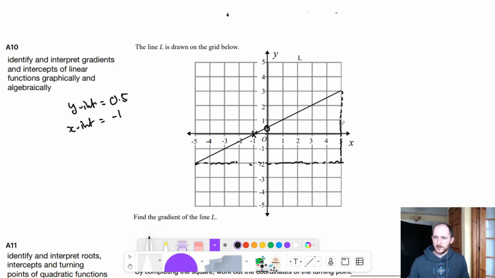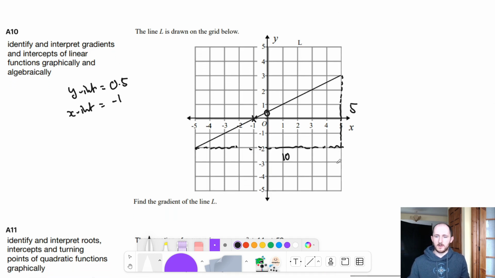So 1, 2, 3, 4, 5. It's 5 squares up. How many squares across is it? 1, 2, 3, 4, 5, 6. Oh god, I lost count. 1, 2, 3, 4, 5, 6, 7, 8, 9, 10. And it's 10 squares across. All I do is divide those two numbers. So the gradient is, and when I say divide, you always do the y value first, the height first, over 10, which is of course 1/2.